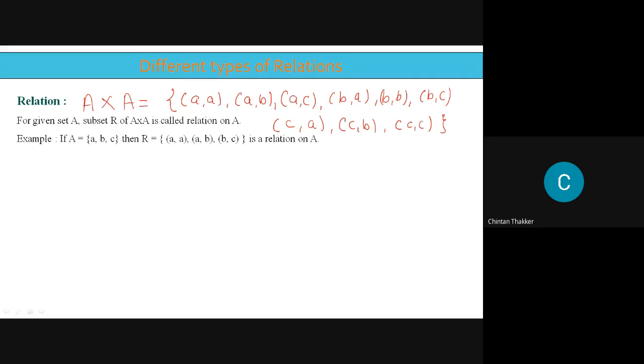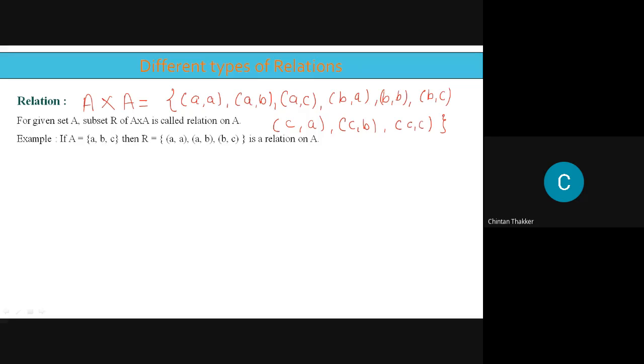Yes or no? Okay. So in total we have 512 relations. From that we have to write just one or two relations. See, the first one is given, R. R contains these 3 ordered pairs: (A, A), (A, B) and (B, C). So R is called a relation on A because R is a subset of A cross A.